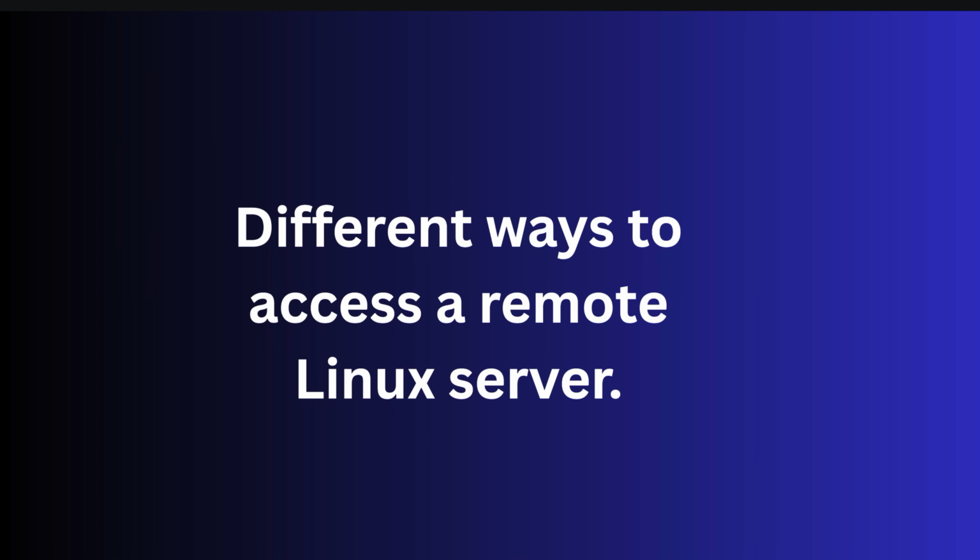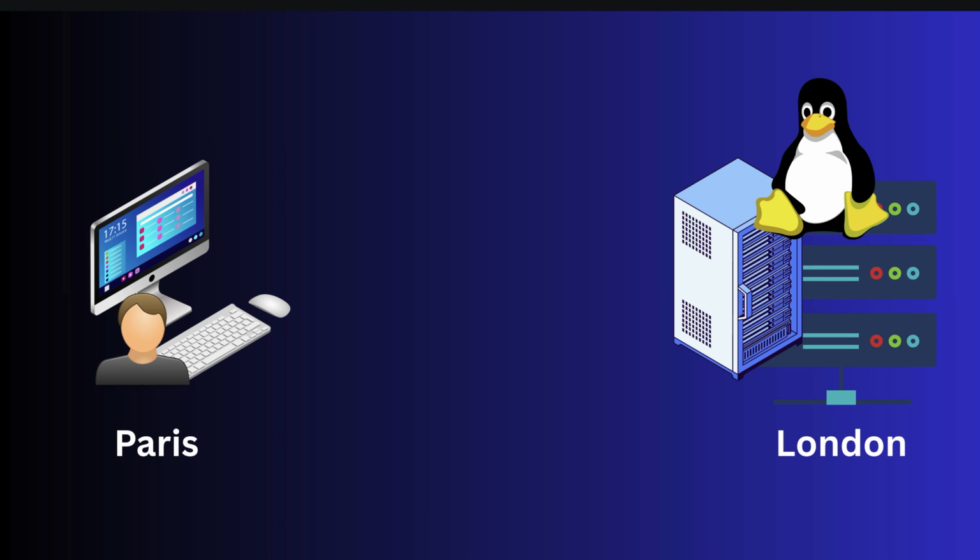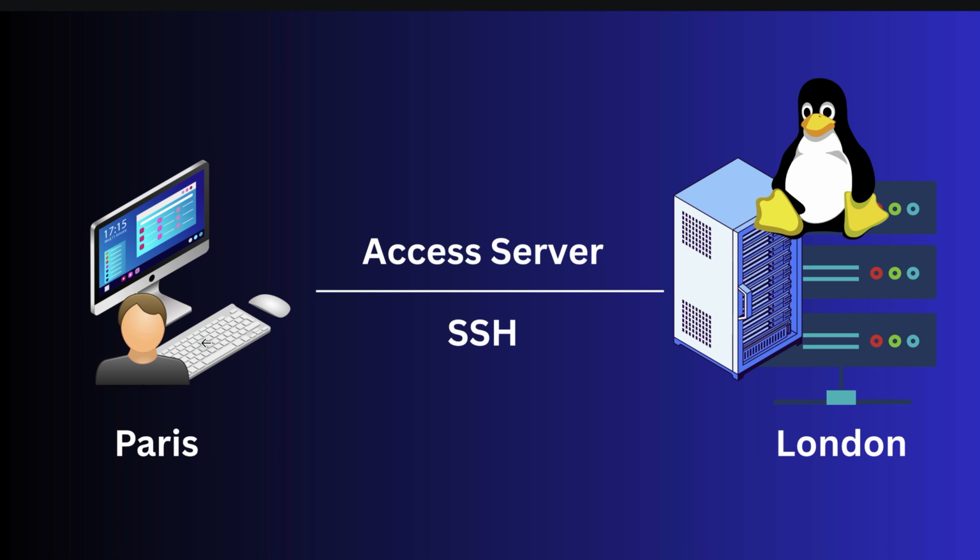Alright, so in this section, let's talk about different ways to access a remote Linux server. For example, there is a Linux server present in the London office, and there is a user present in the Paris office. How can this user access this server remotely, and that too securely?